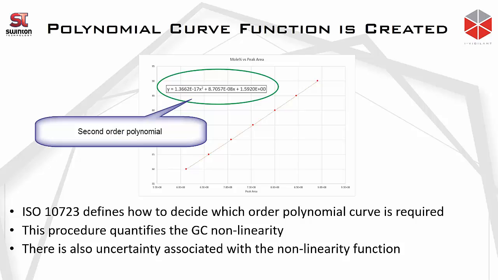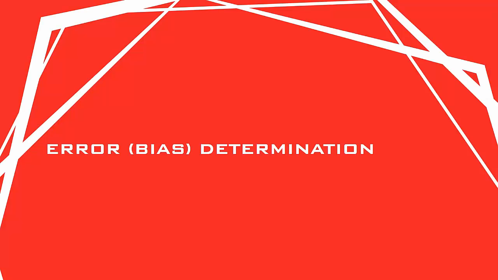But again, I'm not going to talk too much in detail about the uncertainty associated with it. I'm going to focus more on the bias or the error that is introduced by not implementing the true function, the true analysis function. So how do we determine this error?